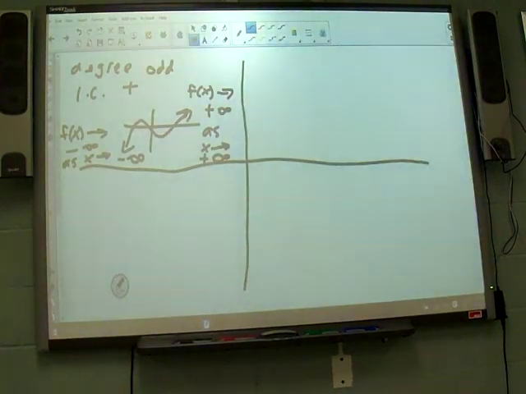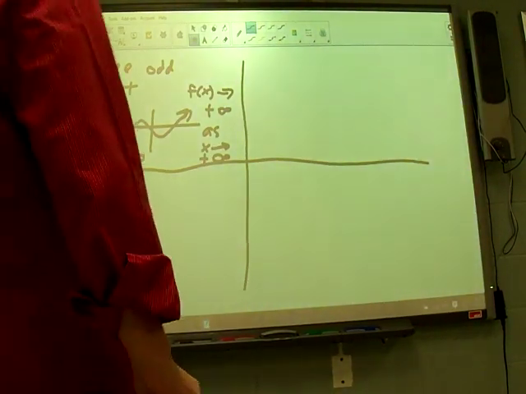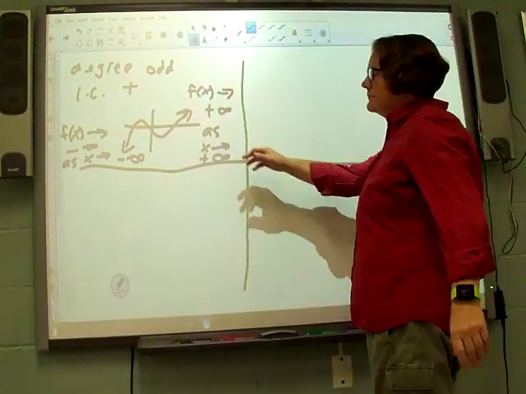Okay. So what we've got over here on the right side, talking about this arrow on the right side.